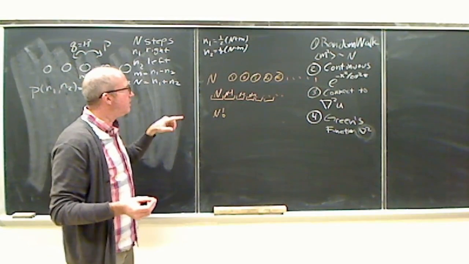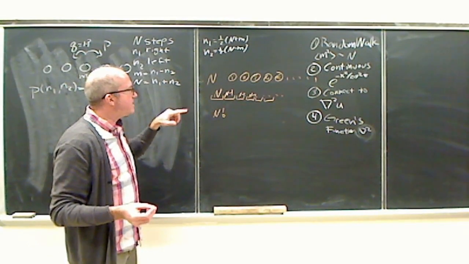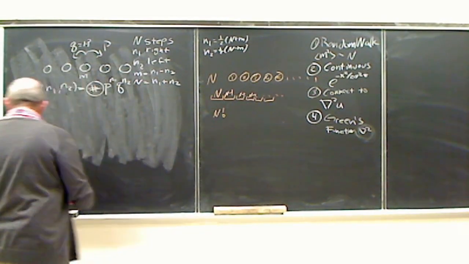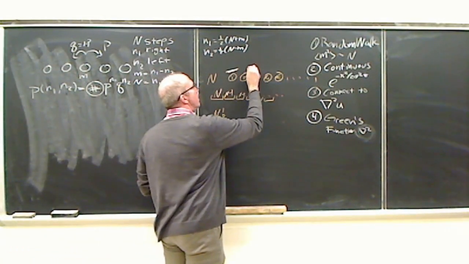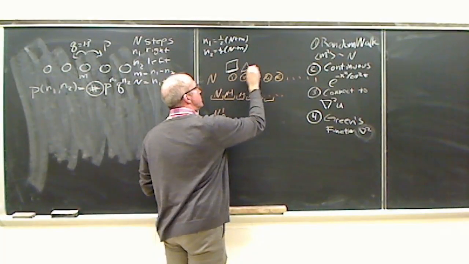Now, instead of doing what I just said, now I'm saying that some of them are square and some of them are triangle.